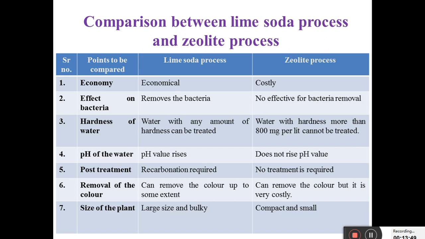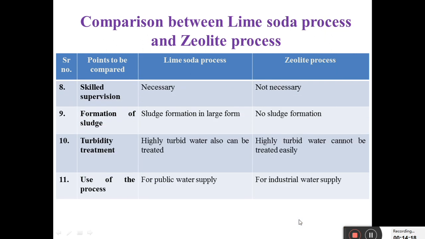Then the next parameter is the removal of color. See, the lime soda process can remove color up to some extent, but the zeolite process can remove the color, though this is more costly. Then the size of the plant. In the lime soda process the size of the plant is large and bulky as compared to the zeolite process, and in the zeolite process the size of the plant is compact and small. Next point is skilled supervision. In the lime soda process skilled supervision is necessary, in the zeolite process it is not necessary.